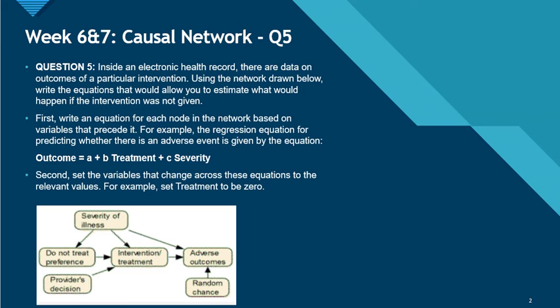We will be going over week 6 and 7, question 5. Question 5 reads, inside an electronic health record, there is data on outcomes of a particular intervention. Using the network drawn, write the equations that would allow you to estimate what would happen if the intervention was not given. This question is broken up into two parts. The first part asks us to write an equation for each node in the network based on variables that precede it. The second part asks us to set the variables that change across these equations to the relevant values. For example, set treatment to be 0.